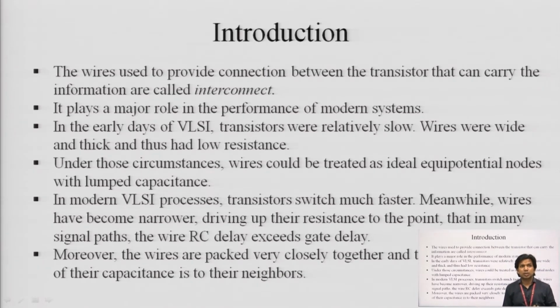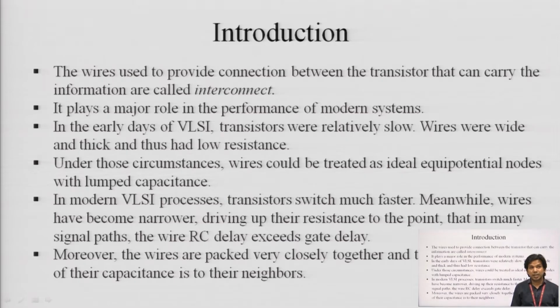Now, why does this interconnect play a major role in the performance of the modern system? As we know, prior to the 1990s, when we were using aluminum material, the number of transistors in a particular IC was very small and the computation speed was also very low. So, the performance of the integrated circuit was mainly measured with the help of the performance of the gate. We were not concerned much about the interconnect delay, but as we move forward year by year, the density of transistors in a particular IC increases, and then there is a huge requirement of wires also.